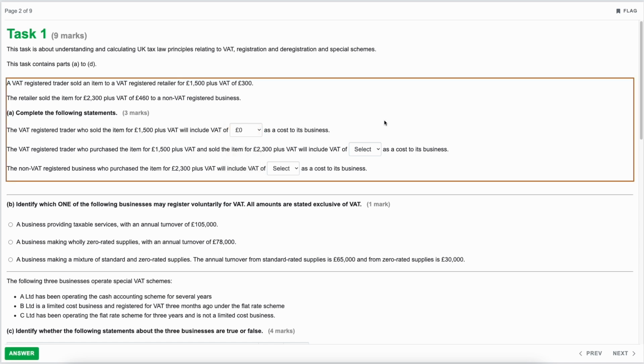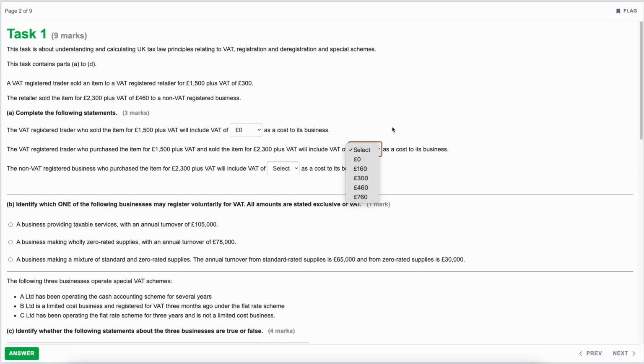The next one, a VAT registered trader who purchased the item for £1,500 plus VAT and sold the item for £2,300 plus VAT will include VAT of, and again we've got 5 options. And again, it's asking what will the cost of VAT be to the business? Well, again, this would be 0.